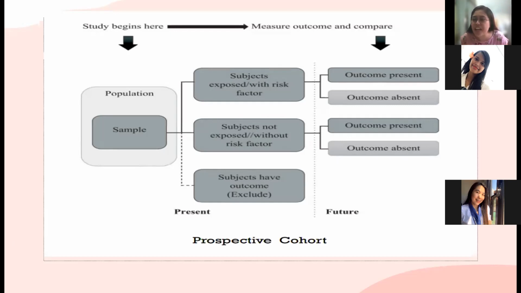So, I hope hindi kayo na-confuse between case control and cohort. Si case control, start with the disease, go back to the past for the factors. Sa cohort, start with the factors and follow your subjects whether they have developed the outcome of interest or not.